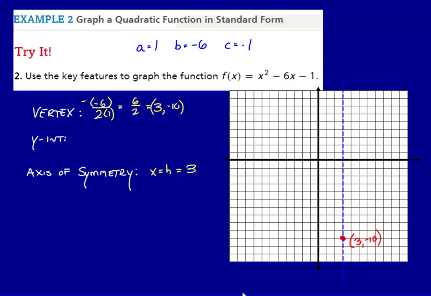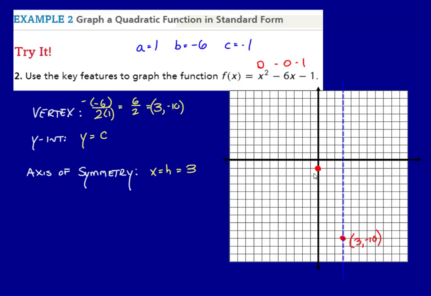Now what that's going to do for us is once I figure out the y-intercept, and I told you the y-intercept is c. Y-intercept is c because we let x become 0, and that's 0 squared minus 0 minus 1. So c is the only thing that's left. That becomes negative 1, and I'll plot that. So the y-intercept is at 0, negative 1. So it's all the way up here.